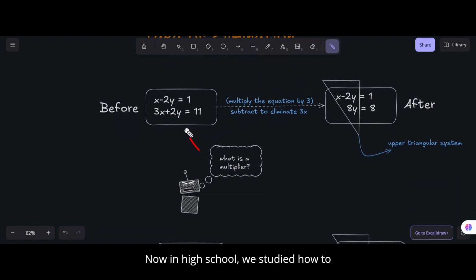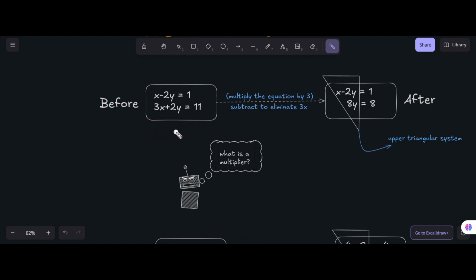Now in high school we studied how to solve a system of linear equations. It's a 2 by 2 system. What we studied was that we basically have to eliminate this entry. Why do we do that? To make this system into an upper triangular form. So what we do is multiply this equation by 3 and then subtract it from the second equation, and the matrix that I get is of upper triangular form.